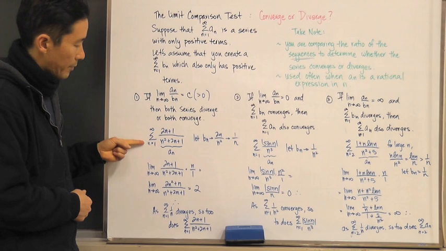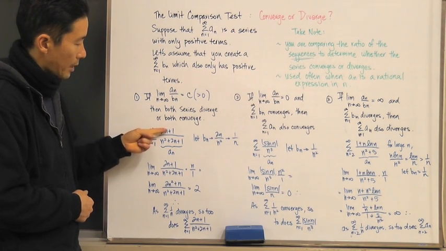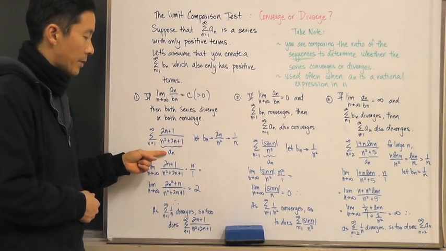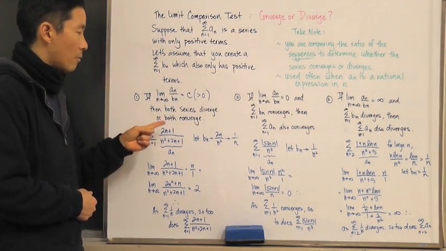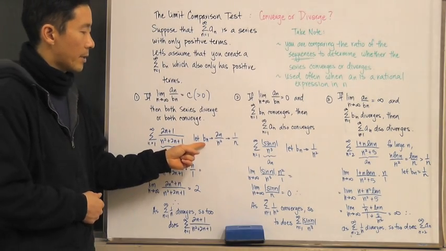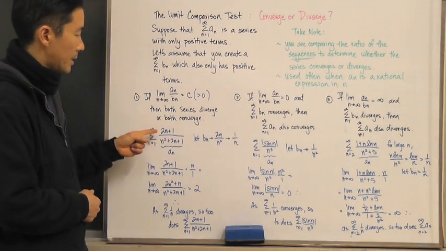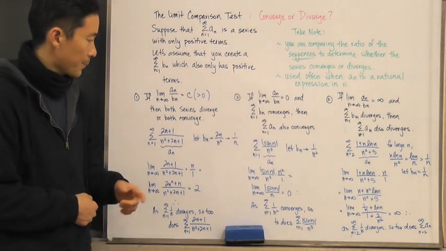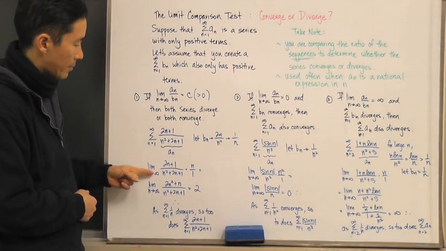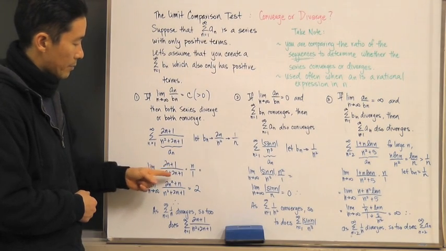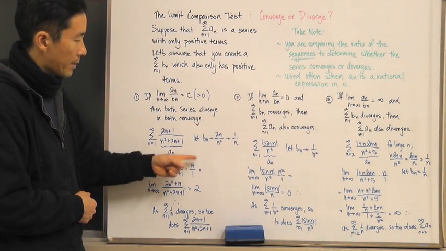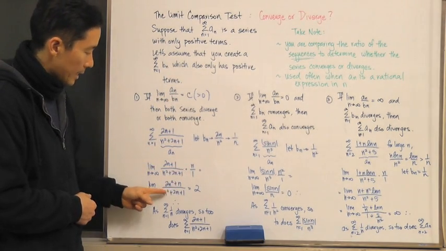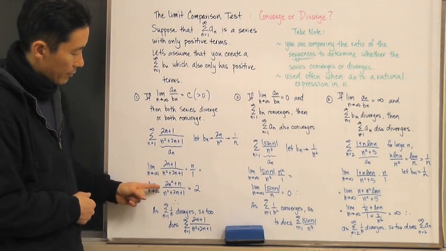If we have the infinite series from n equals 1 to infinity of 2n plus 1 divided by n squared plus 2n plus 1, let's let this be equal to a sub n. We can use the limit comparison test, and let's compare it to b sub n. B sub n in this case is just going to be 2n over n squared, which I can simplify to 1 over n. If I take the limit as n approaches infinity of 2n plus 1 divided by n squared plus 2n plus 1, times the reciprocal of 1 over n, because I'm dividing by 1 over n, I'm multiplying by n, I come out with the limit as n approaches infinity being equal to 2.